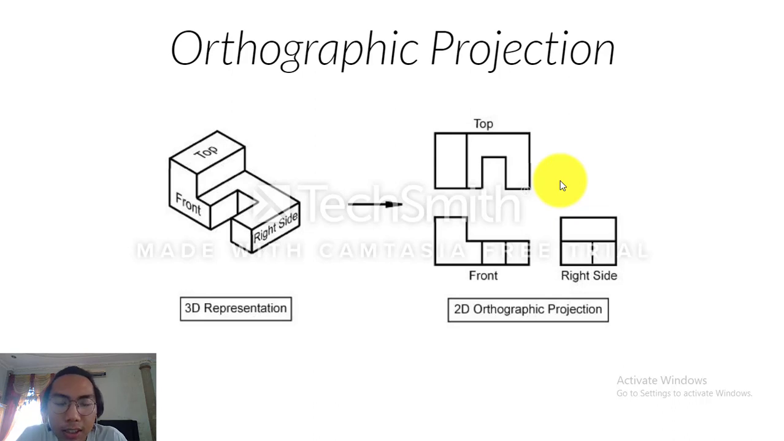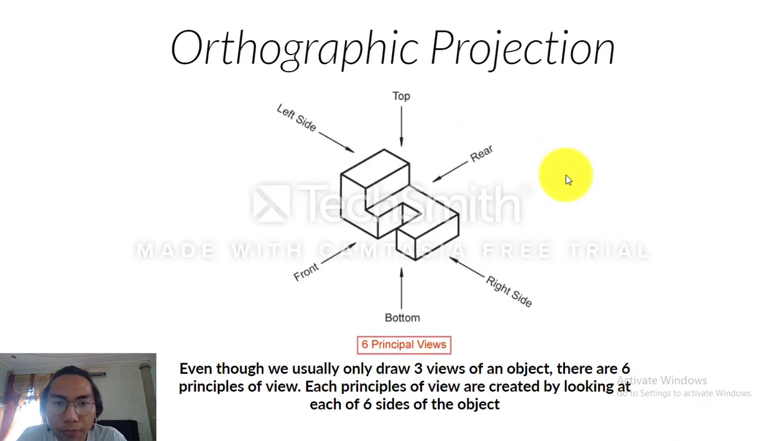Since this is only three views, I would like to also explain the six views of orthographic projection. Even though we usually only draw three views of an object, there are six principal views. Each principal view is created by looking at each of the six sides of the object. This starts from the left side over here, and the top side, then the rear side, right side, bottom side, and the front side.